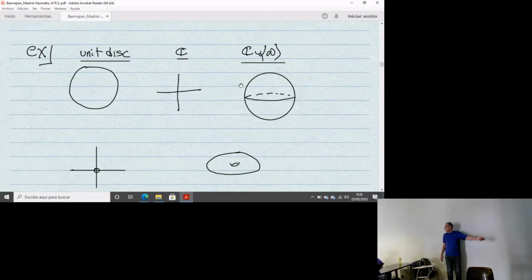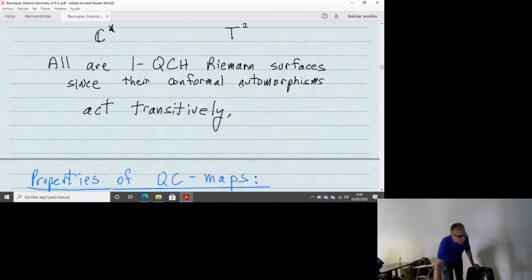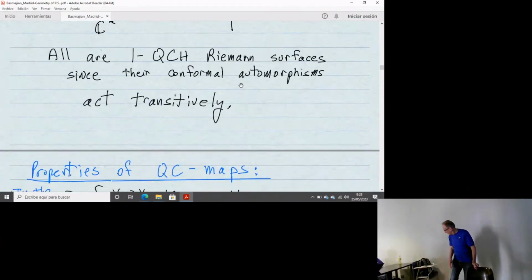None of them are hyperbolic, by the way. Right, so the unit disk, the complex plane, the Riemann sphere, the punctured plane, and the torus are all conformally homogeneous. The disk is hyperbolic. Well, I wasn't good about drawing, so maybe this is not so much a disk. So all of these are 1-plus conformal.